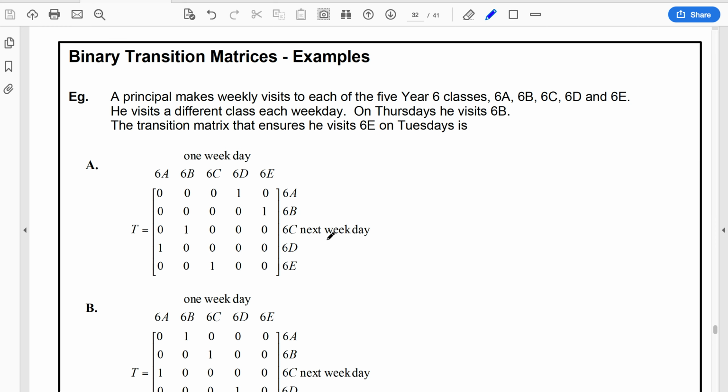Welcome back, Year 12s. This will be a short video because I'm just going to take you through binary transition matrices. These ones are really popular exam questions, and once you get them, they can be really easy. I really like them. There's not much, no calculations required. It is really just about interpreting the matrix itself.